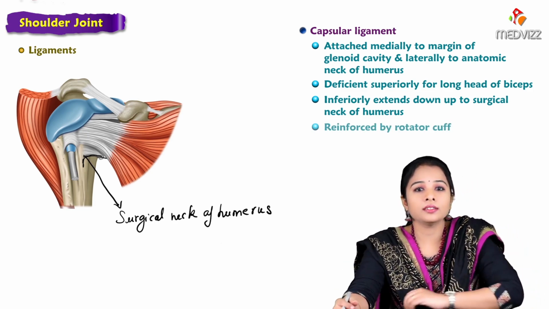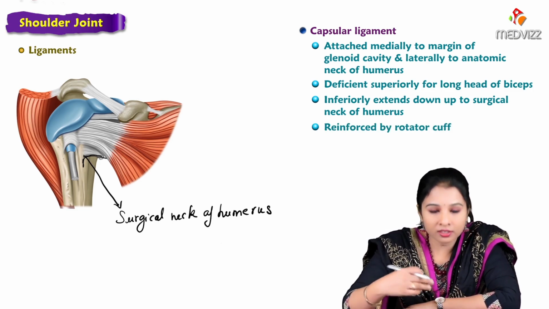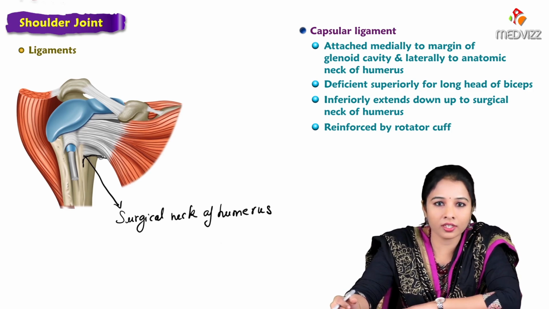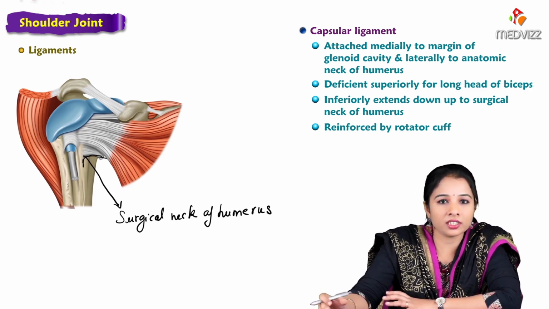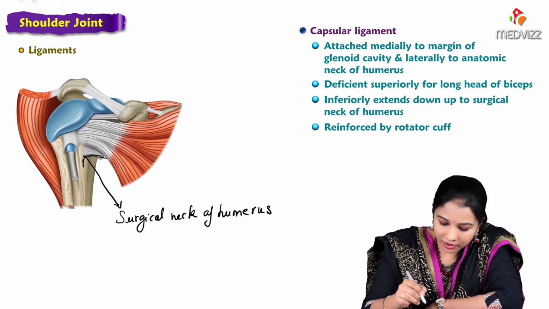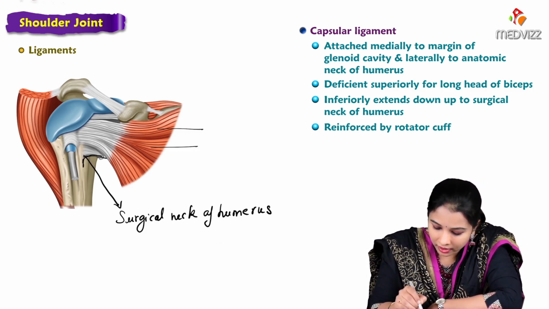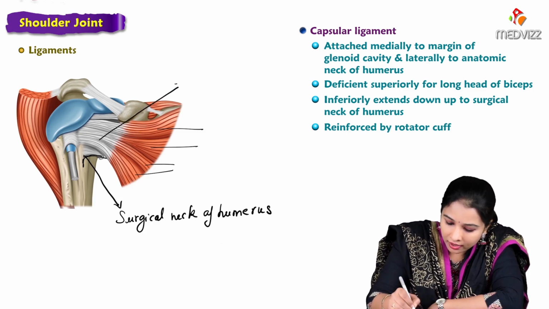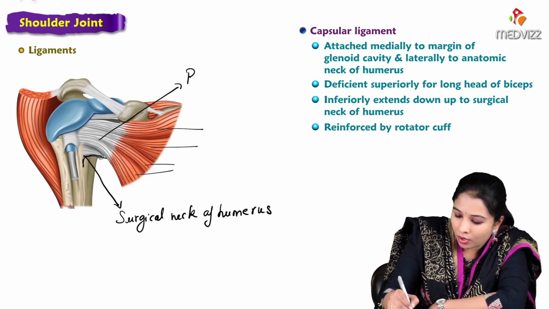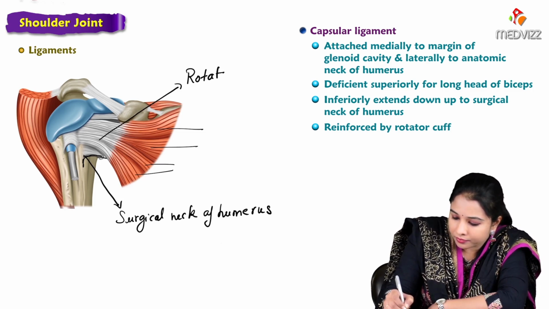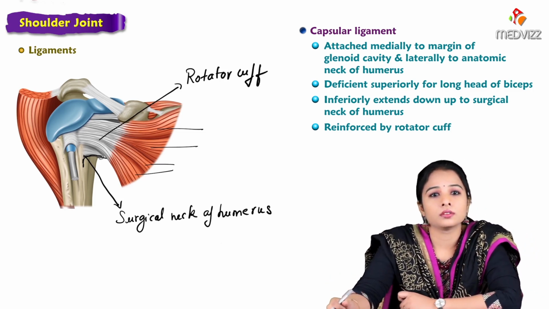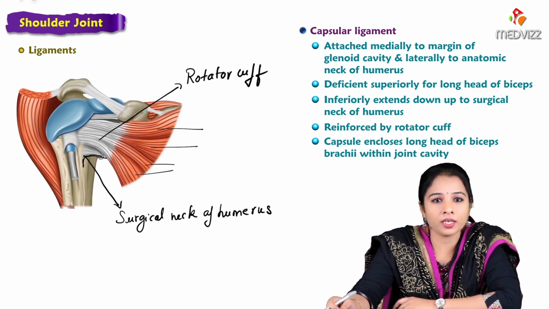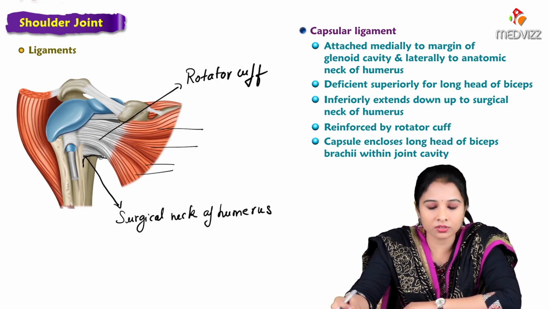The capsule is reinforced by muscles that form a cuff around it, called the rotator cuff. So the capsule is strengthened by the muscles. Here we can see the several muscles; they all form a cuff around the joint, which is called the musculotendinous cuff or rotator cuff. And the capsule encloses the long head tendon of biceps within the joint cavity, as we saw earlier.